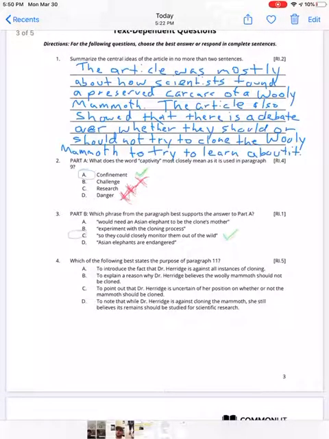Which of the following best states the purpose of paragraph 11? Say A, to introduce the fact that Dr. Harridge is against all instances of cloning. Okay. Is it B, to explain a reason why Dr. Harridge believes the woolly mammoth should not be cloned? Is it C, to point out that Dr. Harridge is uncertain of her position on whether or not the mammoth should be cloned? Or is it D, to note that while Dr. Harridge is against cloning the mammoth, she still believes its remains should be studied for scientific research?